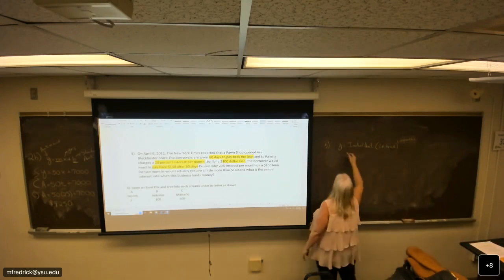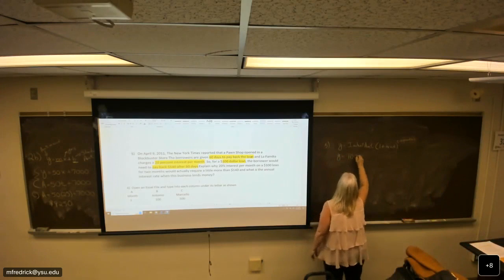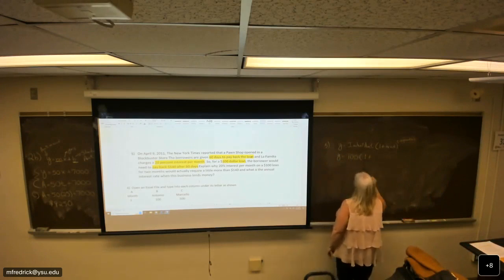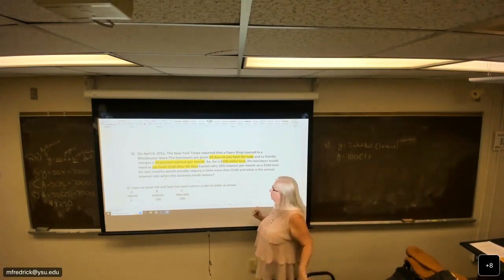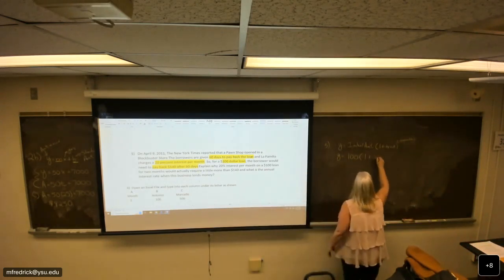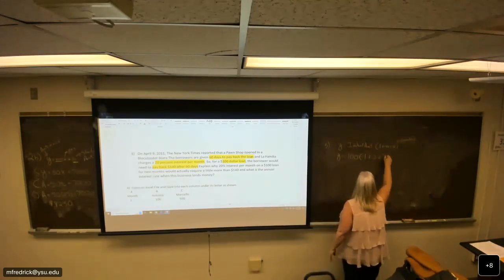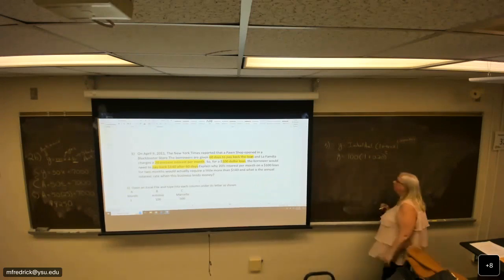What is the initial amount? It's an increase of 20%, so 1 plus... What's 20% as a decimal? 0.20. Well, that would be our equation.